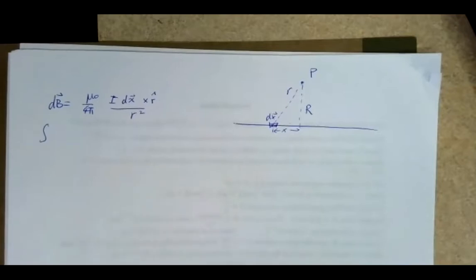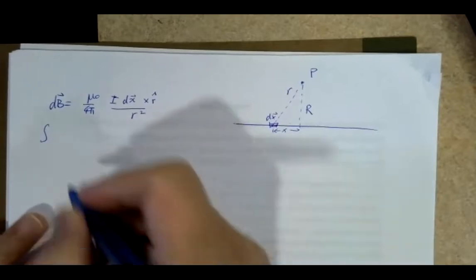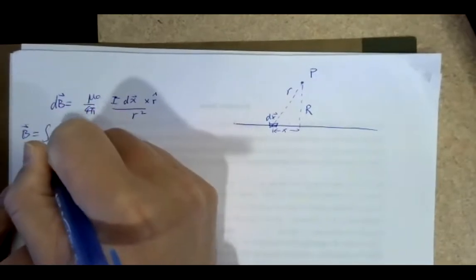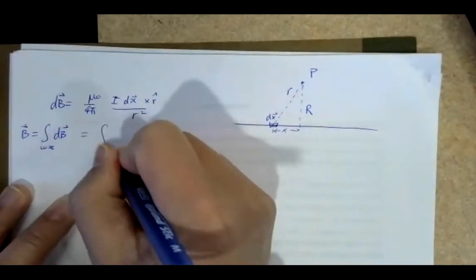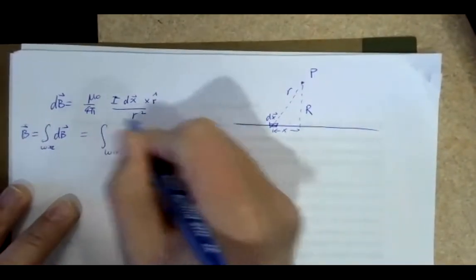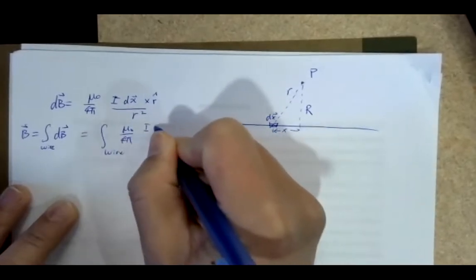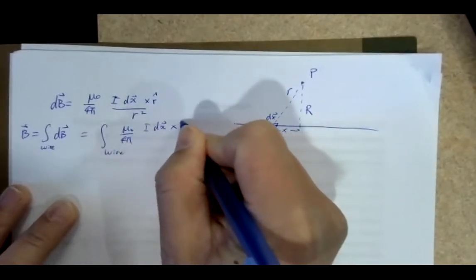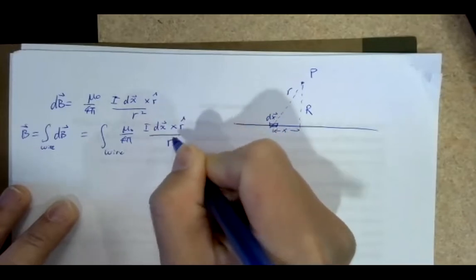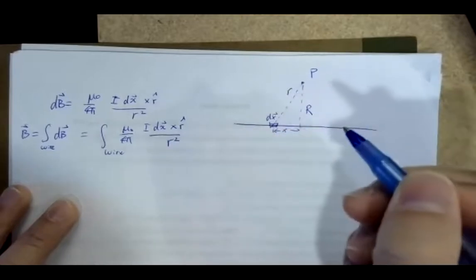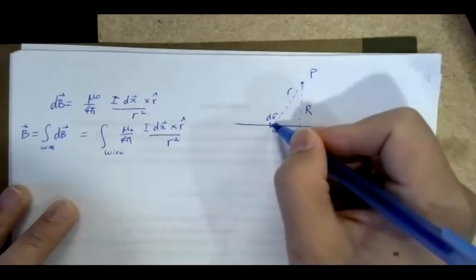All right. So total field B will be equal to integration of this guy through the whole wire. Okay. And that's equal to integration through the wire of this part. Okay. So mu naught 4 pi I dx cross r over r square. In this case, it would be capital R, okay, because that's the distance. Or actually, no, it's small r, still small r from here to there.